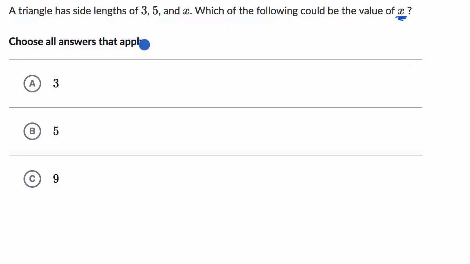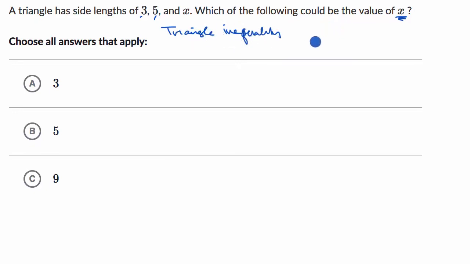And there are different ways that you could approach this. You could just try to intuitively imagine a triangle that has side lengths 3, 5, and 3, and then another one that has side lengths 3, 5, and 5, and another one that has side lengths of 3, 5, and 9, and see if you can construct a triangle like that. But before we even do that, I just want to introduce, or maybe review, something that you might have seen before, known as the triangle inequality.